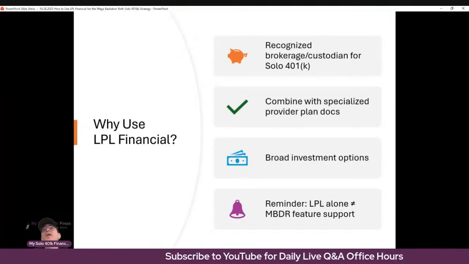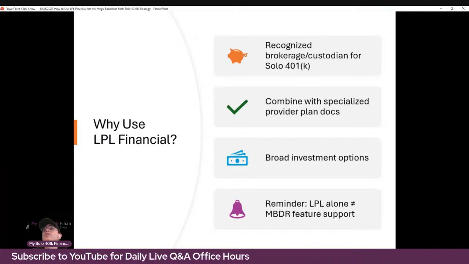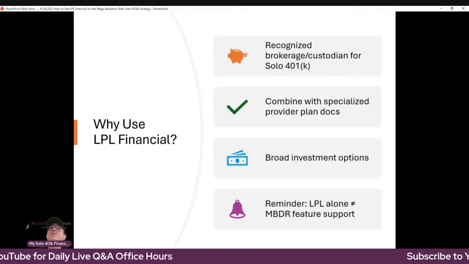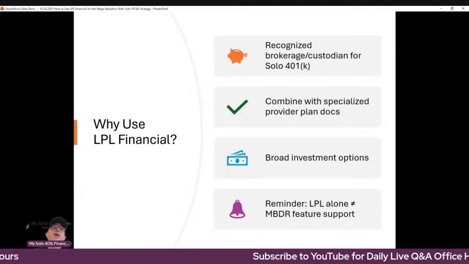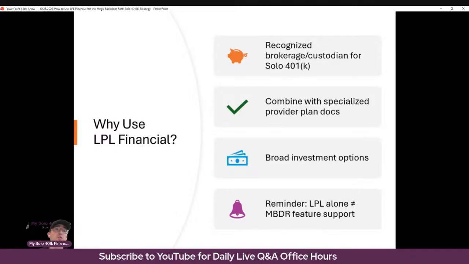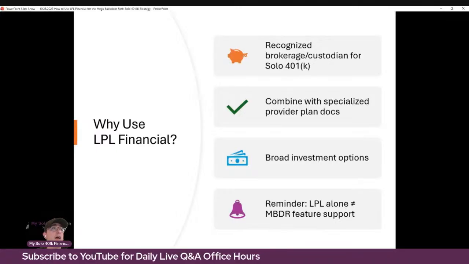So ultimately, that's how one would use LPL Financial for the Mega Backdoor Roth Solo 401k strategy. The clients will obtain the documents from us, but open up the accounts at LPL. So you need both. You need to have that separate Solo 401k plan that allows you to make the Mega Backdoor Roth Solo 401k contributions, and then, of course, have your accounts through LPL Financial if that's where you choose to have them.